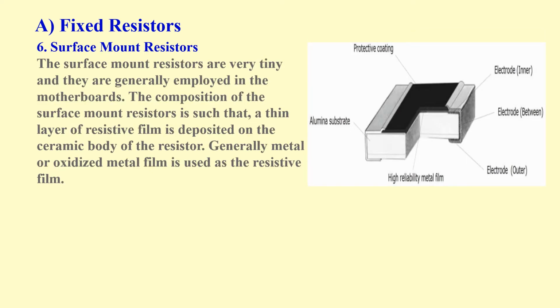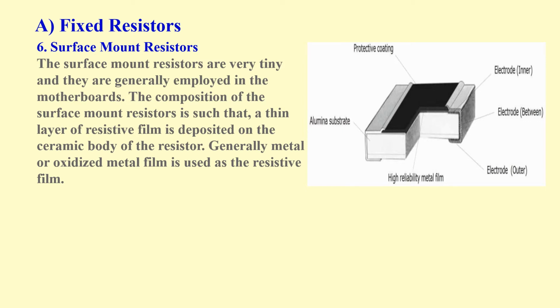The sixth example of a fixed resistor is the surface mount resistor. The surface mount resistors are very tiny and they are generally employed in the motherboards. The composition of the surface mount resistors is such that a thin layer of resistive film is deposited on the ceramic body of the resistor.